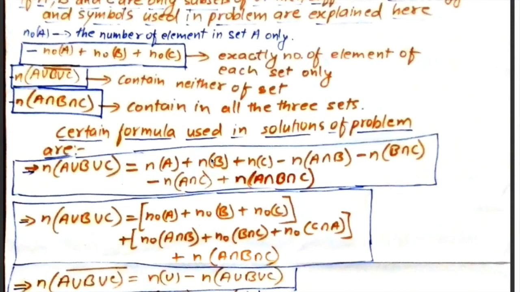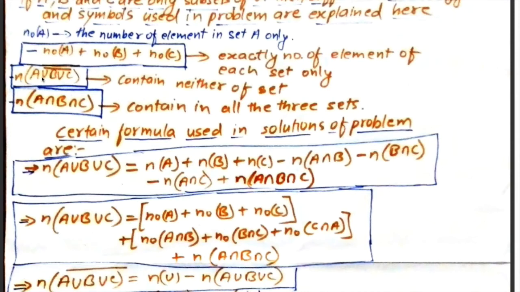Here, the different terminology and symbols used in this chapter are explained. If A, B and C are subsets of U, then the terminology and symbols used in problems are explained here. n(only A) is the number of elements in set A only, and likewise for only B and only C, exactly the number of elements of each set only.